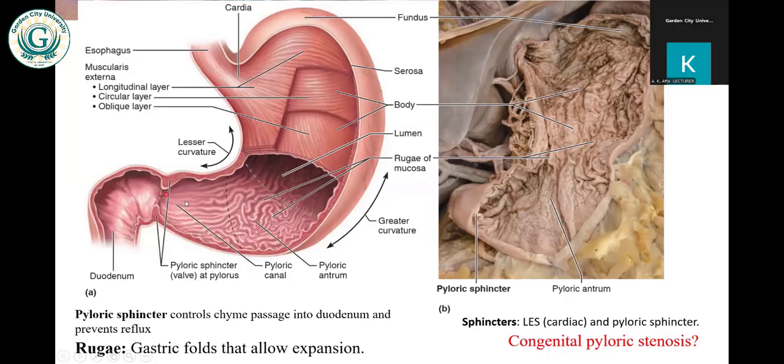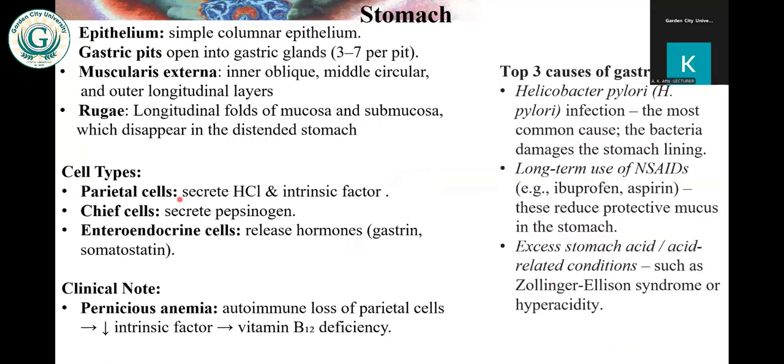Then, at the exit of the stomach to the duodenum, there's a pyloric sphincter which regulates the food into the duodenum. And there, sometimes in congenital pyloric stenosis, the pyloric orifice will be narrow because of the thickening of the pyloric sphincter, and the clinical symptom of this is projectile vomiting. We also identified the epithelium there being simple columnar epithelium.